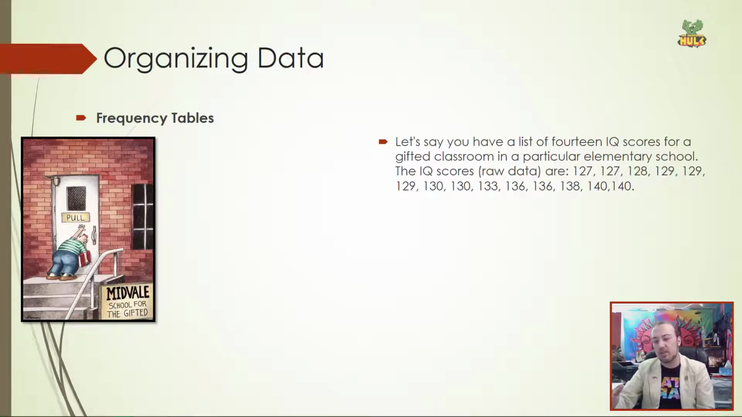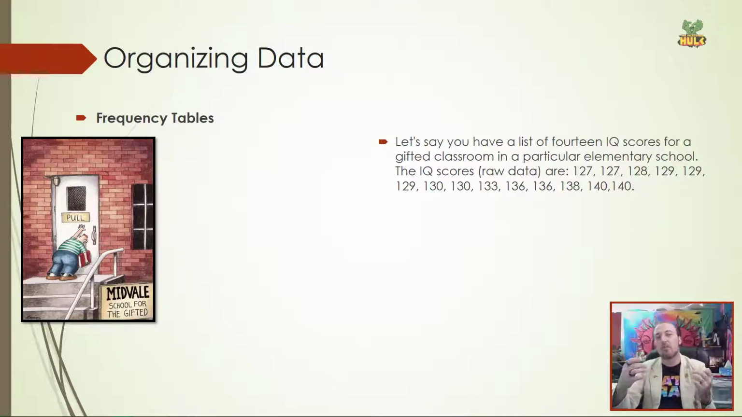So let's say you have a list of 14 IQ scores for a gifted classroom in a particular elementary school, right? You don't know the students, it's all anonymous, but you were given this IQ data, right? And so I've already put it in order from lowest to highest just to make it a little bit easier, but you probably expect that this would come in even more randomly, right? These are raw scores. So we have a 127, a 127, a 128, 3 129s, 2 130s, a 133, a 136, a 136, a 138, and finally 2 140s.